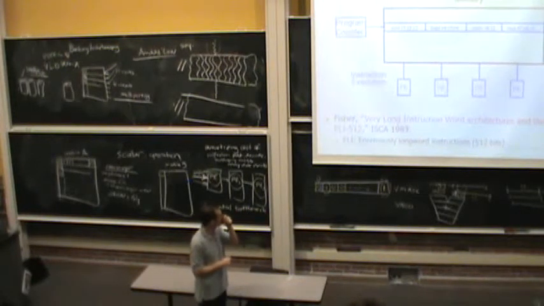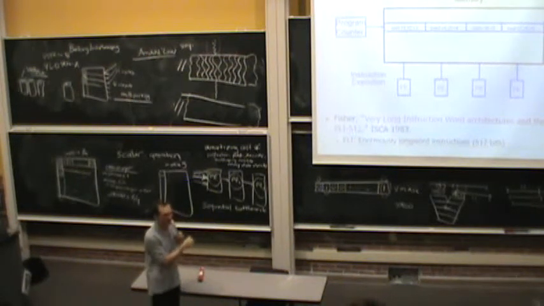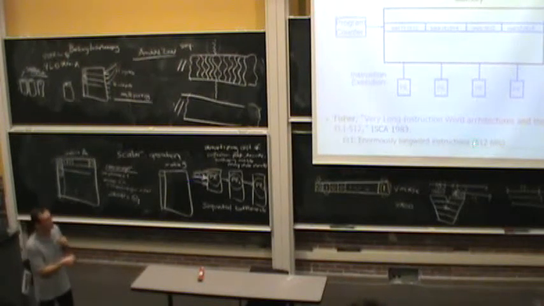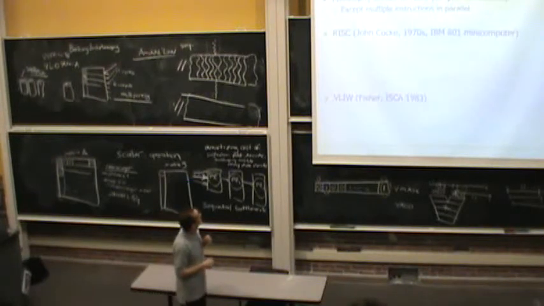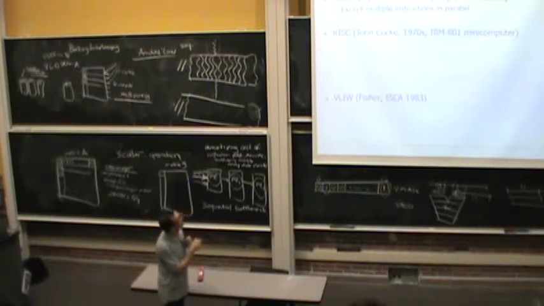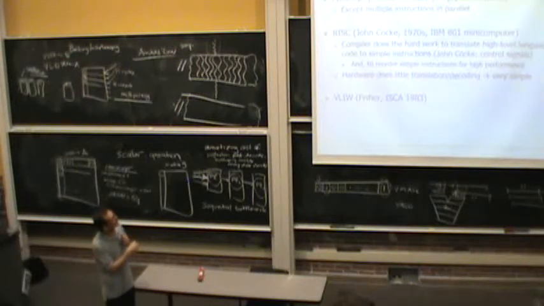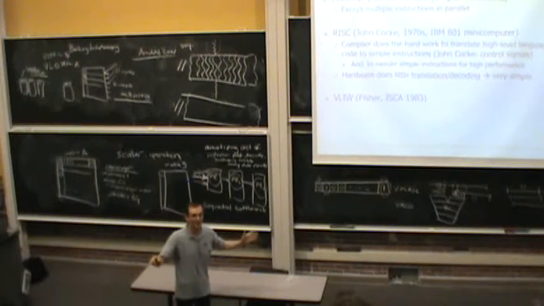You can take 740 for that. So at the time, he called it the enormously long word instructions. That was the ELI 512 machine that he designed. Instructions were 512 bits, basically. Well, contrast this with RISC. The philosophy is similar to RISC, basically. Remember RISC? The compiler does the hard work to translate high-level language to simple instructions, and hardware does little. It's very simple.